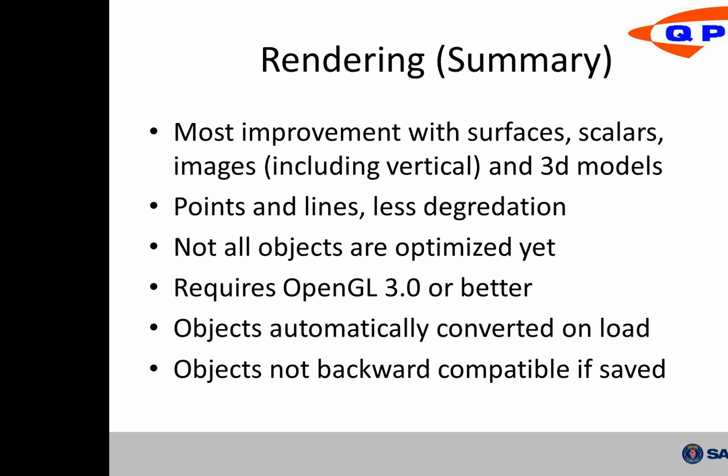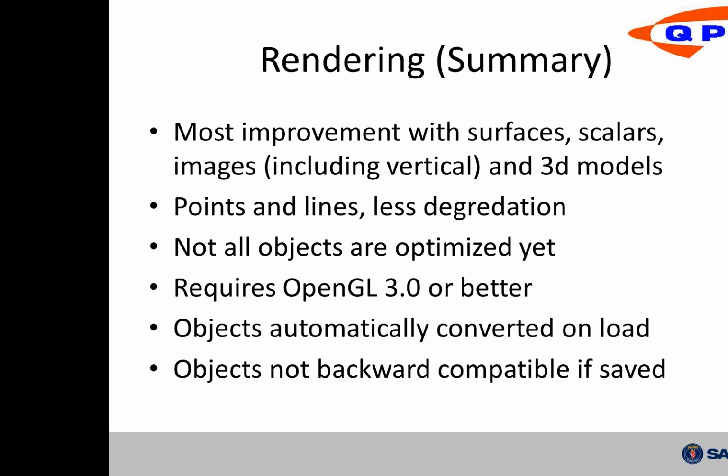So to do a summary of the rendering, most of the improvements are with surfaces, scalars, and images. That also includes vertical images that you might be using for sub-bottom or different data types, as well as 3D models. That's where we really change how we do the rendering and take advantage of the GPUs of the graphics cards. Points and lines, still rendering the same way, but with less degradation from the frame rate optimizations. But that being said, not all our objects are optimized yet, and that's something we're going to be rolling out in our subsequent releases. Now, also, just a reminder again, you require OpenGL 3.0 or better support for your video card.